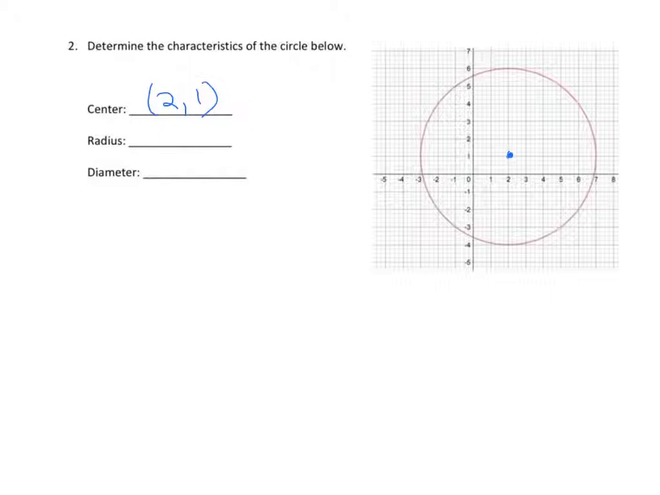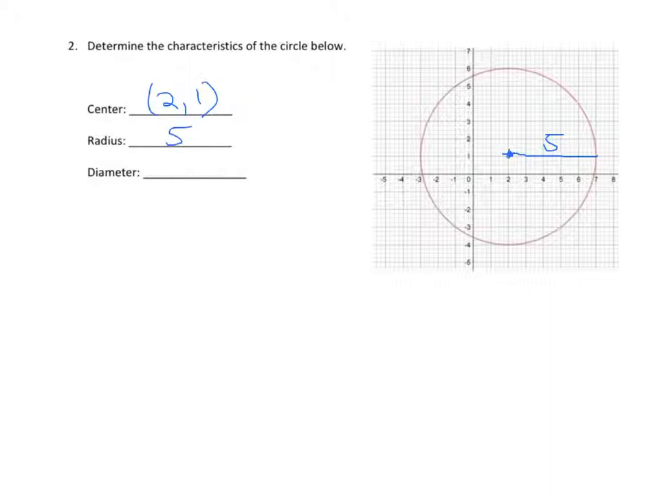And then the radius of the circle you could find by going from the center to the side horizontally. You could go from the center to the left, you could go from the center up, or you could go from the center down. Any of those would work where you can just count the boxes. So I'm going to just do from the center to the right, and I'm going to count the boxes. From 2 to 7, that distance would be 5 units. So this radius is 5.